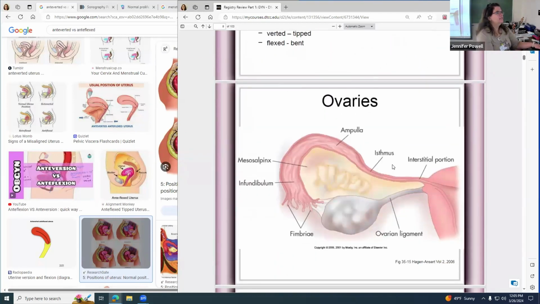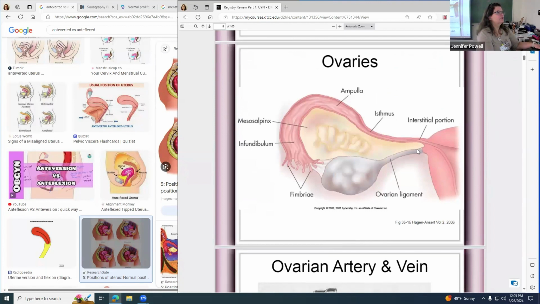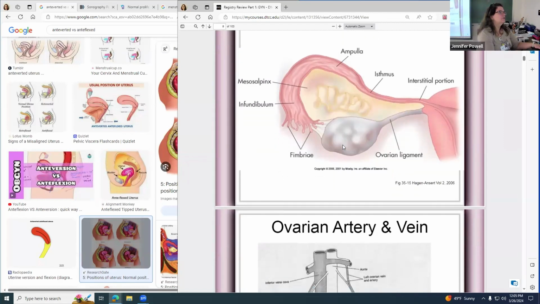So for the ovaries, we already looked at these structures here, but the interstitial portion of the uterine tube, which is right here by the cornua, isthmus, ampulla, infundibulum, fimbria, ovary, this little thin membrane here is called the mesosalpinx. Salpinx being your medical term for uterine tube.